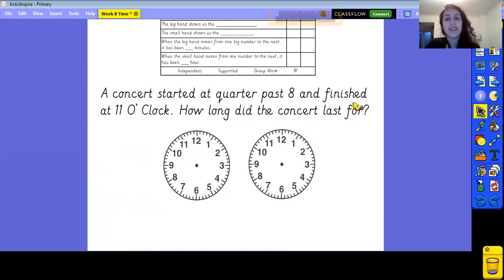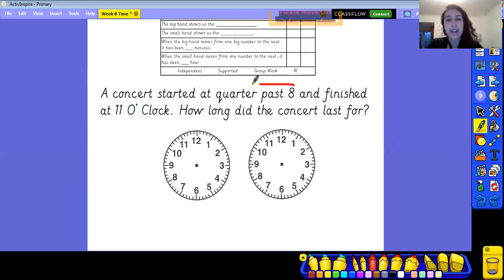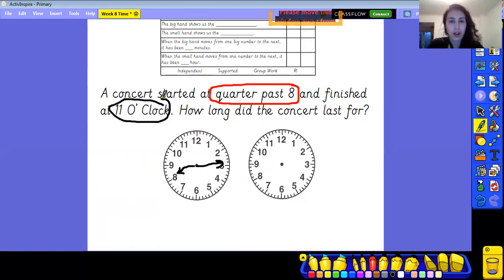So a concert started at 8:15. So that means that the big hand is over here at 8:15 and the small hand is here past the 8. I do apologise for my very wobbly hands. And it finished at 11 o'clock. Big hand is over the 12. Small hand is pointing to the 11. So once again, you can see that the minute hand and the hour hand are in completely separate places.